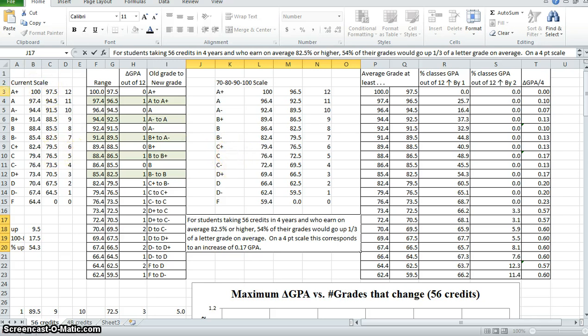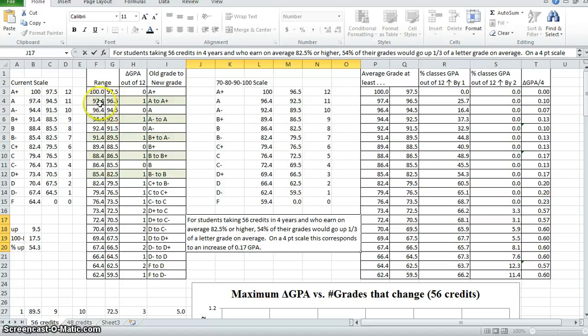Okay, so what I did was I looked at the current scale that we have, and I put the 12 points, whether it's an A plus, 12, and all the way down to 0. And then here's the 70, 80, 90 scale, and again, 12 all the way down to 0. And then I saw that from 97 up to 100 on either scale, it's going to be a 12. And so that doesn't change. There's no change to the GPA, and it would be an A plus.